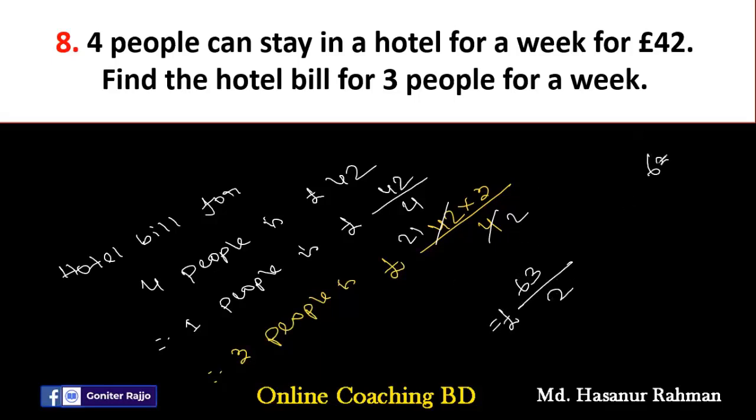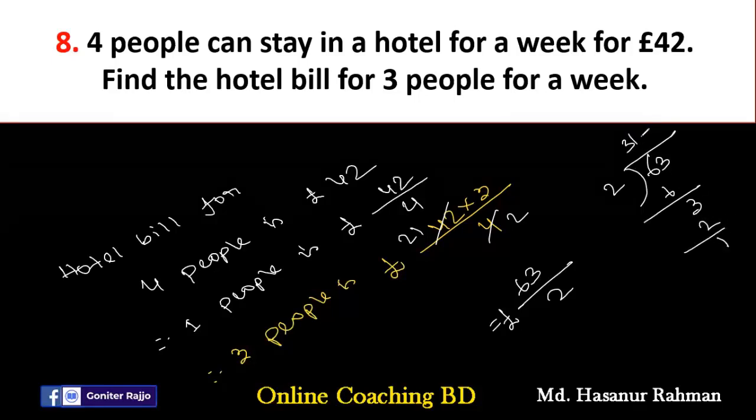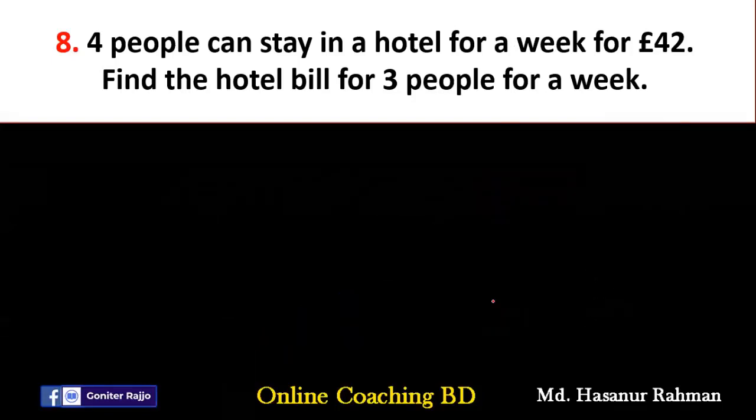Now we can convert it into a decimal number. It will be better. 2 3s are 6, 2 1s are 2. So what is the remainder? 1. Then we have to put a point. This point represents 0. 2 5s are 10. Then our final answer will be 31.5 pounds.